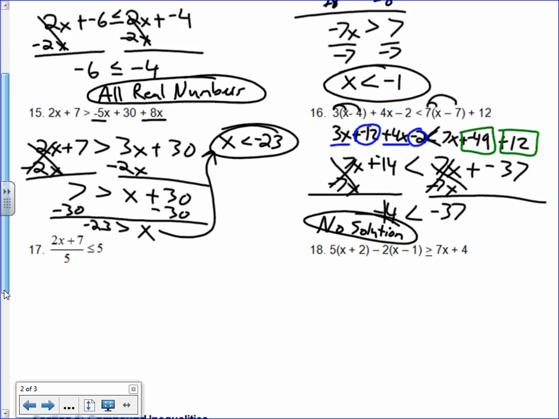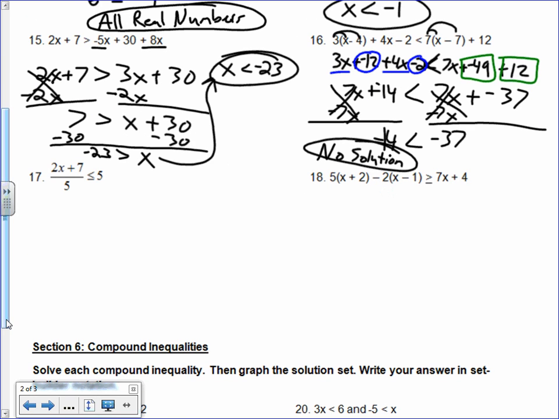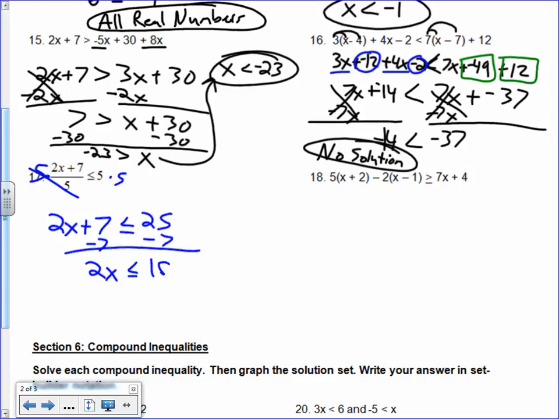All right, now number 17. One big long division problem there. So to get rid of the division first, I'm going to multiply both sides by that 5 to get rid of that division. That would be what you'd have to do first. So we have 2x plus 7 is less than or equal to 5 times 5 is 25. Now we just have two steps. Minus 7 both sides. And then divide by 2. So x is less than or equal to 9.